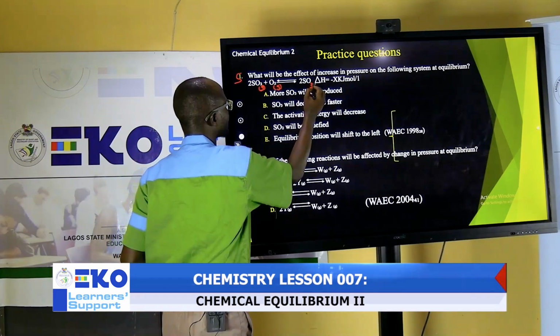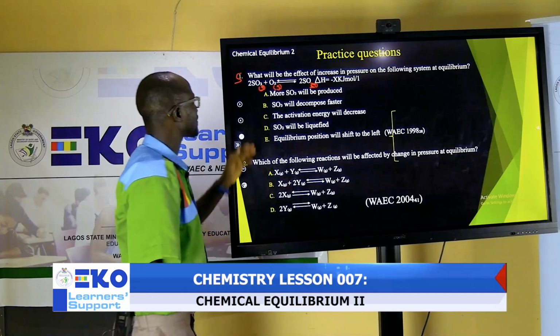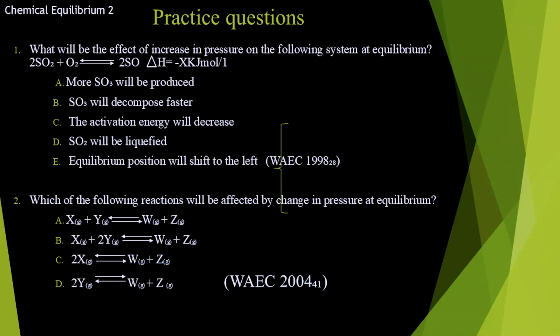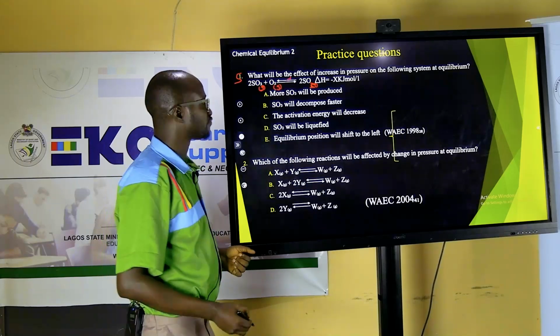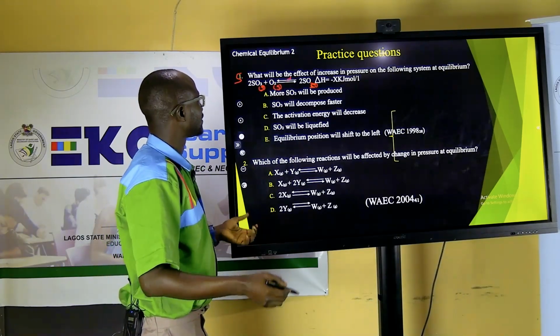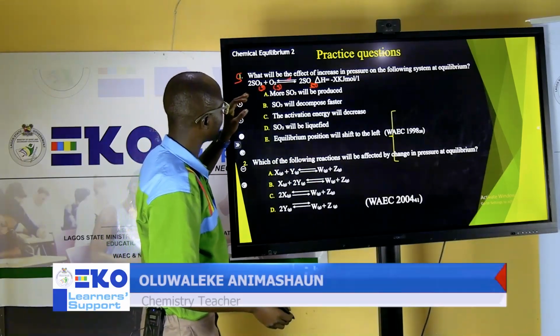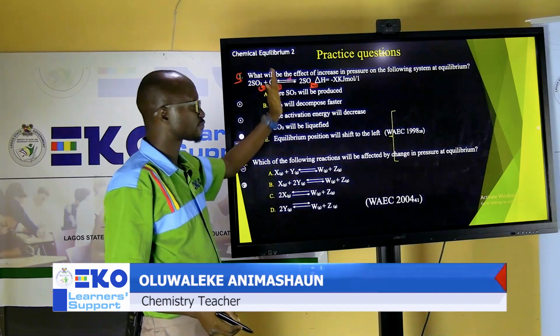They are all gases. So that means the total number of moles on this side is 2 plus 1, which is 3. So it's moving from 3 to 2. So the forward reaction leads to decrease in pressure. What does that mean? That means for me to favor the forward reaction, I have to increase pressure.